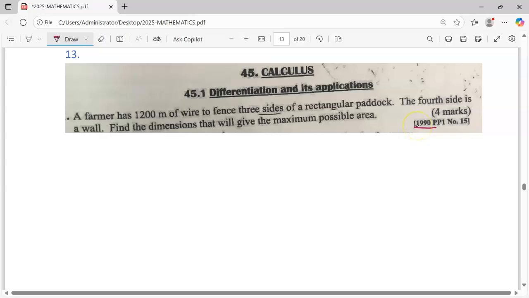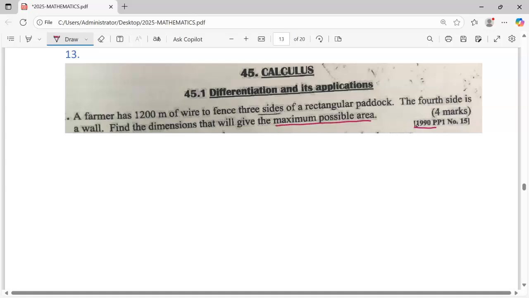We are presenting a question that was done in KCSE 1990 paper 1, question number 15, a question on differentiation and its applications. The question reads: a farmer has 1,200 meters of wire to fence 3 sides of a rectangular paddock. The fourth side is a wall. Find the dimensions that will give the maximum possible area.